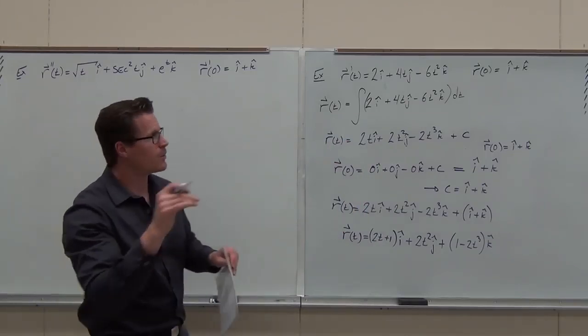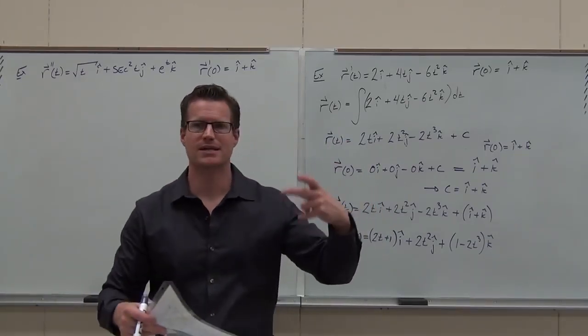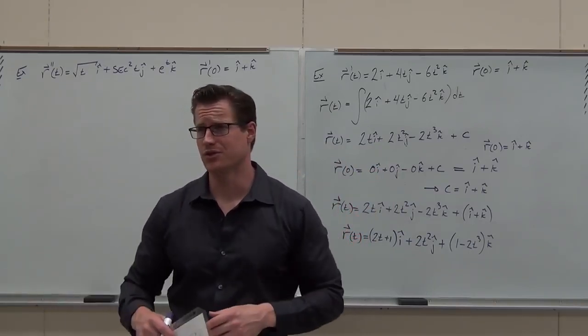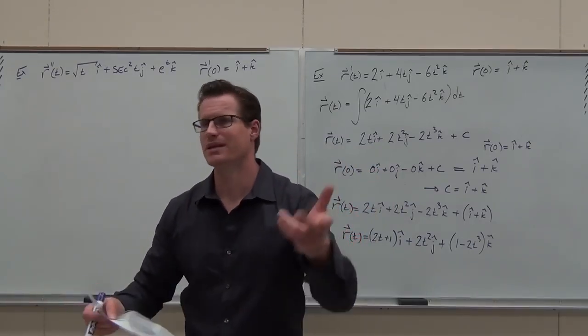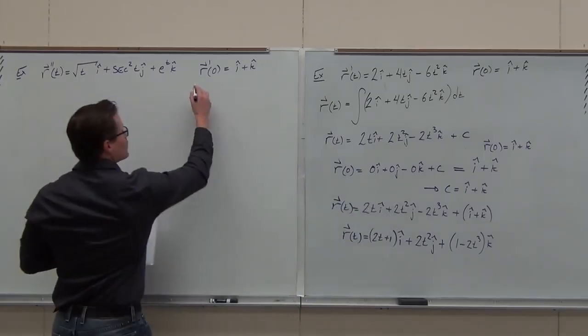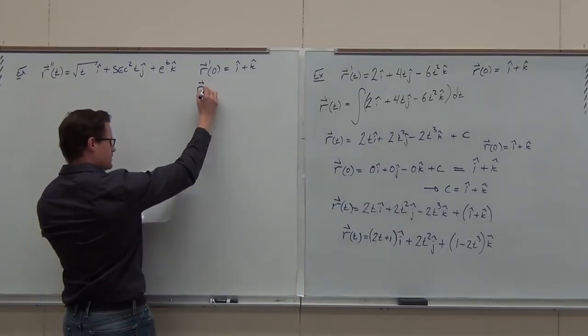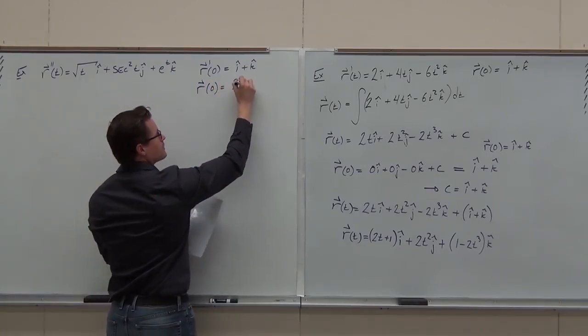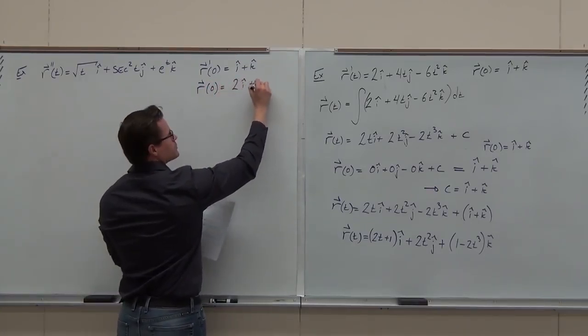No matter however many derivatives I give you, that's how many initial conditions, we'll call them, that you need. If I give you a first derivative, one initial condition. If I give you a second derivative, you need two. You need to get back to the original. So I'll also give you that the initial condition of our position function, or just vector function, is this.